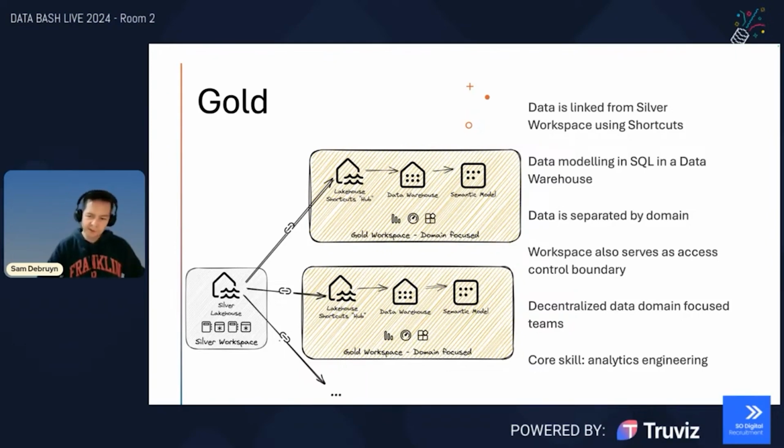To get the data into a SQL environment, we have to think of data warehouses in Fabric. You have to use lakehouses in between. I call these maybe shortcuts hubs, because you basically pull in data from Silver and then you link your data using these shortcuts into a lakehouse in Gold.